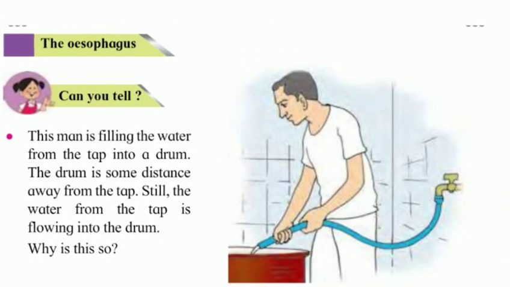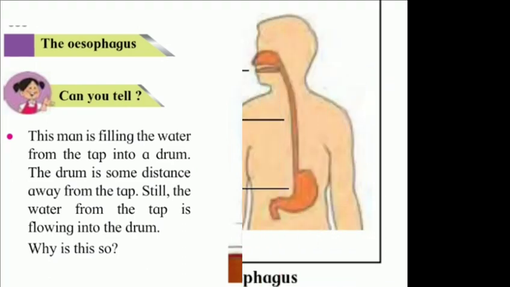Now students, coming to page number 69, can you tell? See, the man is filling the water from the tap into a drum. The drum is some distance away from the tap. Still, the water from the tap is flowing into the drum. Why is this so? See students, from the tap, the man has connected a hollow tube which is opening into the drum. The water flowing out of the tap is thus finding its way into the drum.